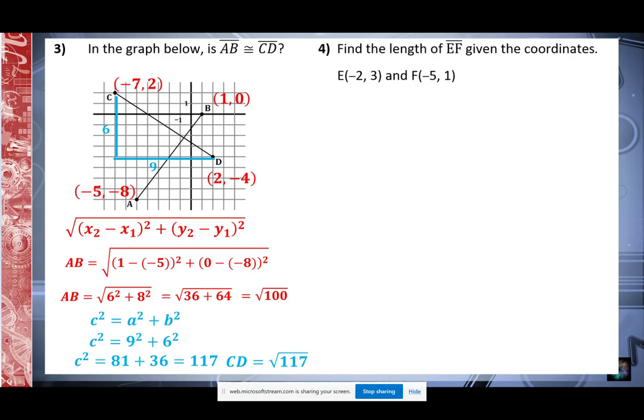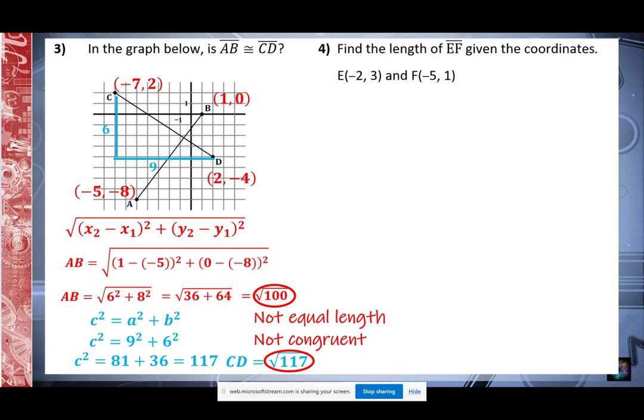Now, like I said, we don't have to figure out what that number is. I can see that AB was the square root of 100. CD is the square root of 117. Those are not equal. Therefore, segment AB is not congruent to segment CD.